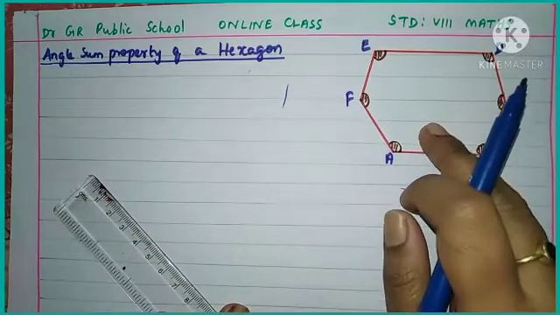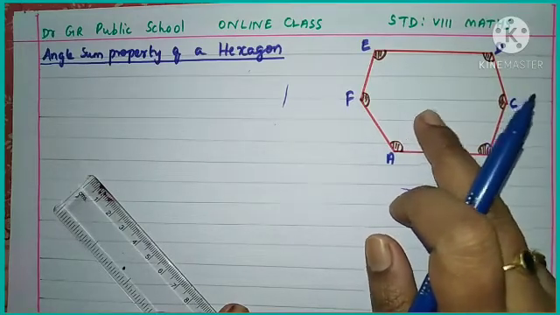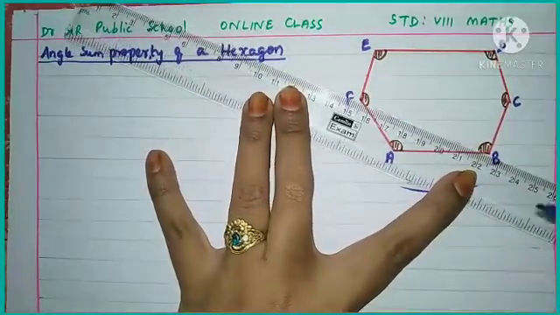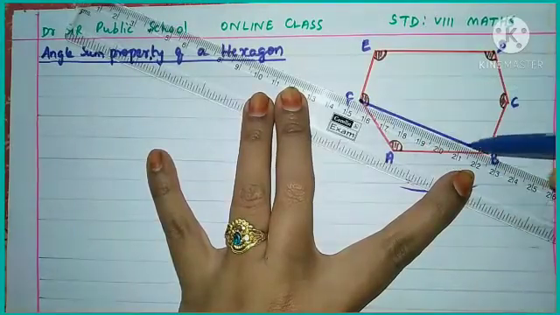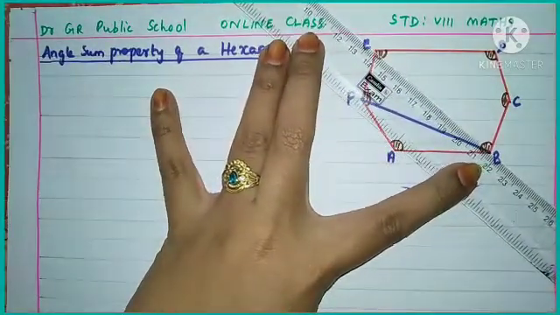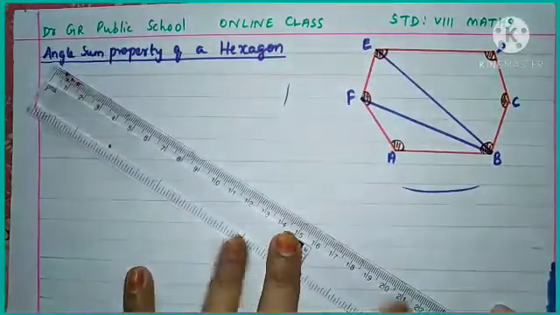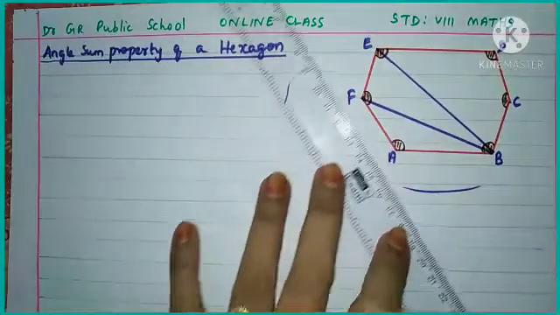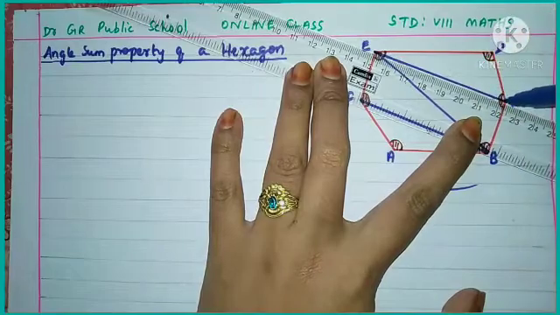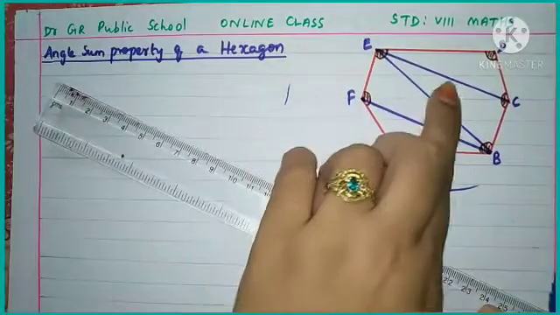Now what am I going to do? The same way here also I am going to divide this hexagon into a number of triangles. If I join line segment B and F, I get one triangle here. Similarly, when I join line segment BE, how many triangles are there? 1, 2. Now I am going to join E and C, so how many triangles are formed? 1, 2, 3 and 4.